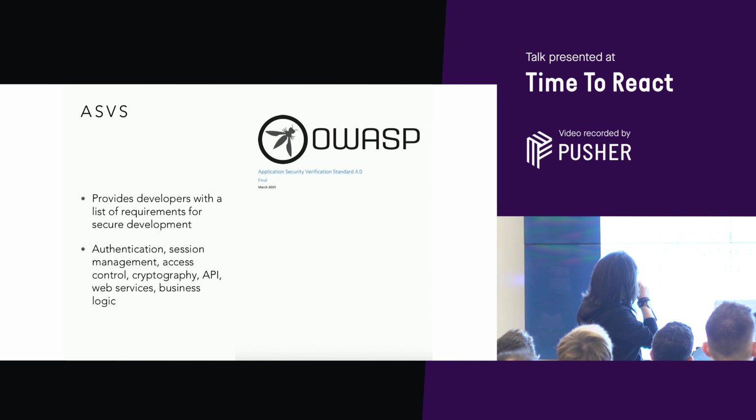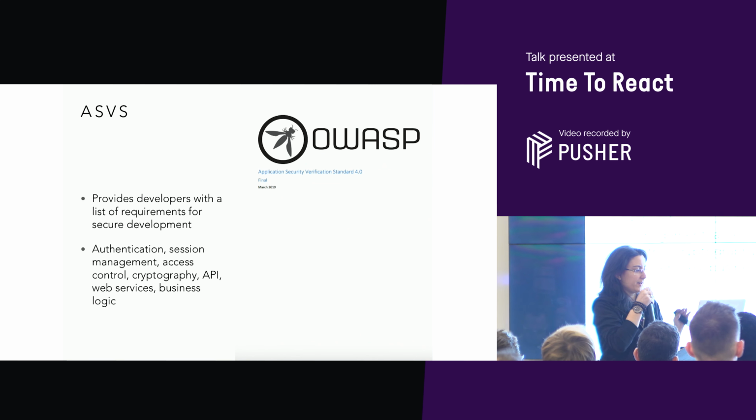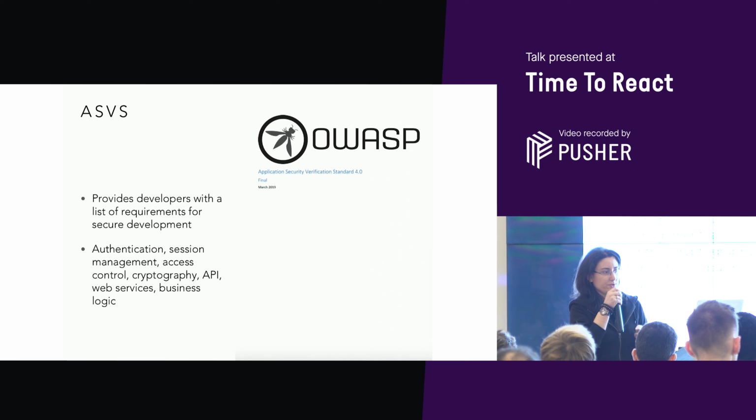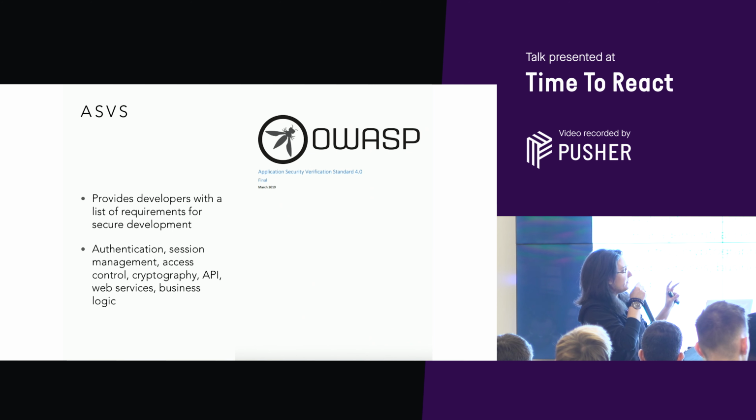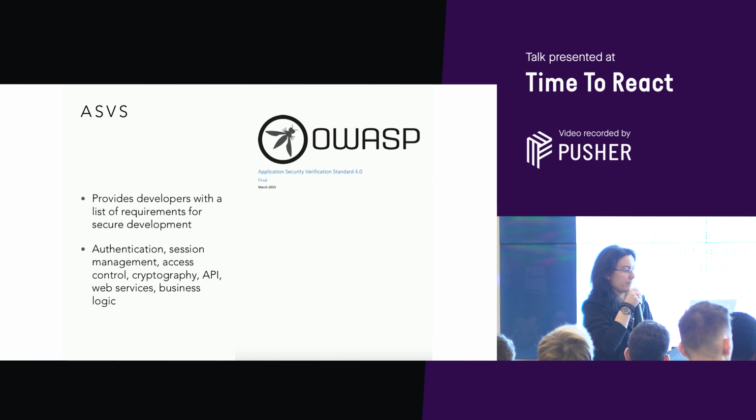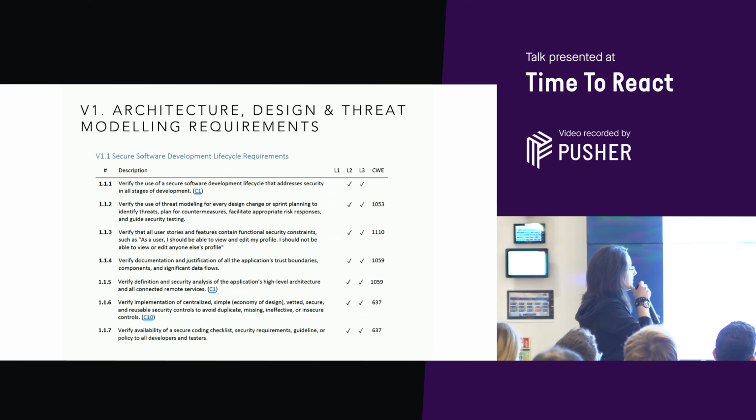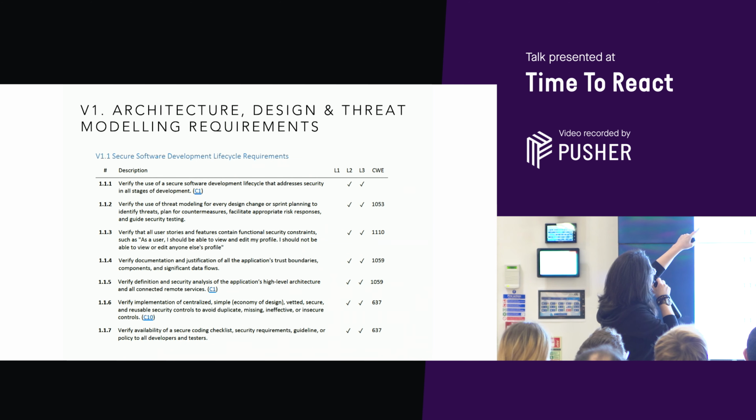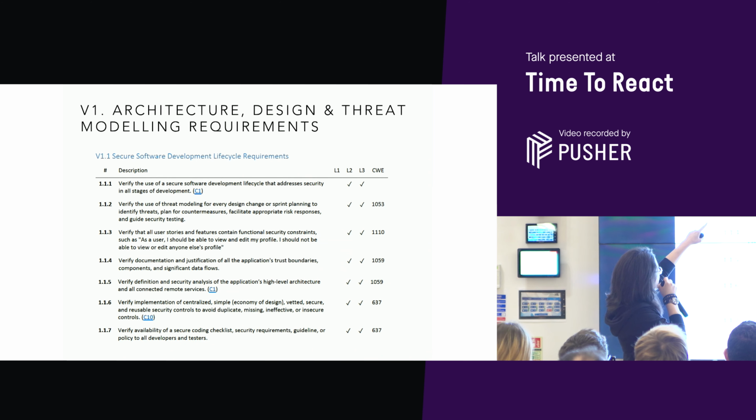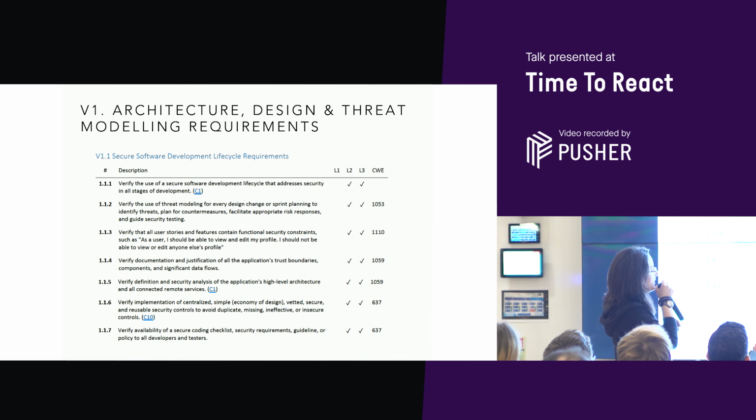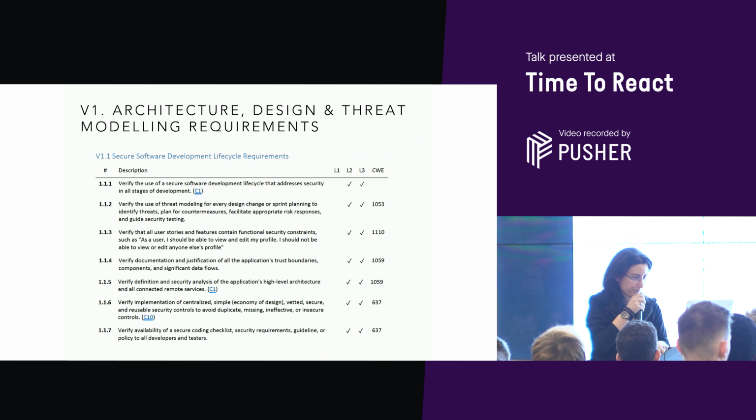Lastly, the last tool was ASVS. This is just providing the developers with a list of requirements for secure development. There are approximately 200 requirements. It's complete. It covers authentication, session management, access control, really everything. This is just an example of the checklist. And I would like to focus on the first one: verify the use of a secure software development lifecycle that addresses security in all stages of development. And I'm going to show you how.